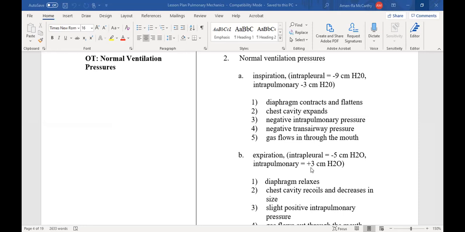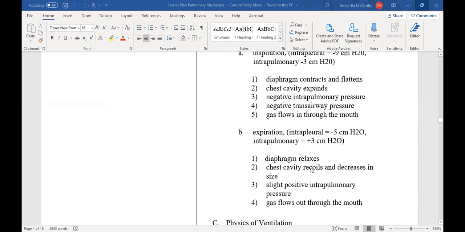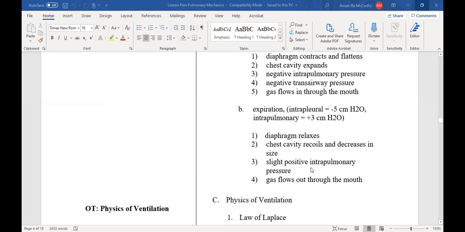So what's happening during expiration? The diaphragm relaxes, the chest cavity recoils and decreases in size. You have a slight positive intrapulmonary pressure, and gas flows out of the mouth. Okay, that's the basics of the physics that's happening in your lungs.